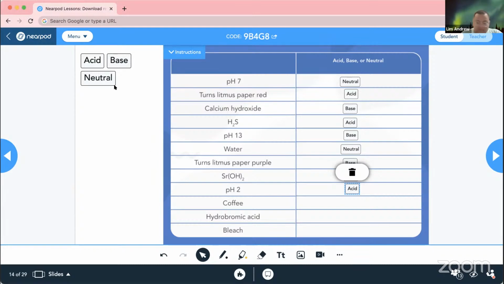Then we have coffee. Is coffee acid or base? Does coffee taste slippery? Or is coffee bitter or what? Well, the answer is coffee is acid. All right, the pH value is around 5 or 6. Hydrobromic acid, when you see the name is acid, it is acid. Then we have bleach is base, because all those cleaning products are base.